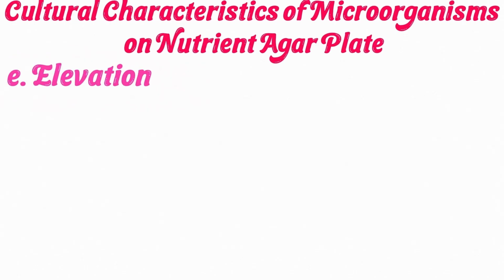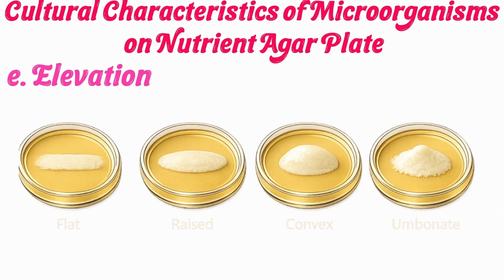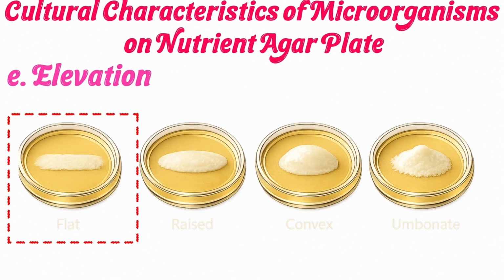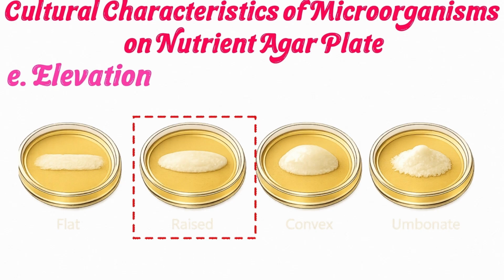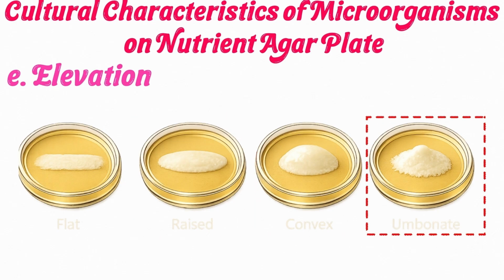Elevation. Elevation tells us how high the colony rises above the agar surface. Flat colonies have almost no elevation. Raised colonies are slightly elevated. Convex colonies form a dome. Umbonate colonies possess a raised central bump.